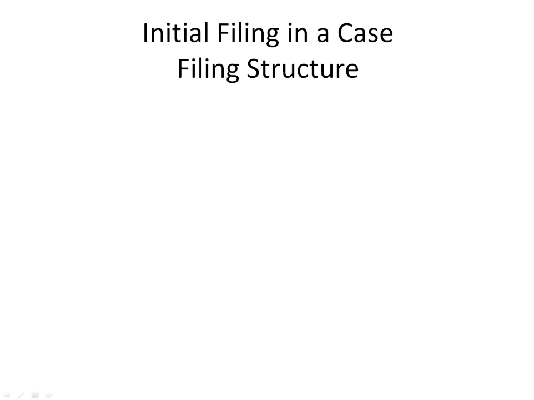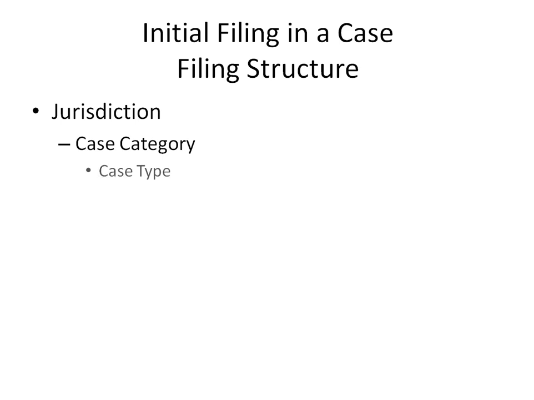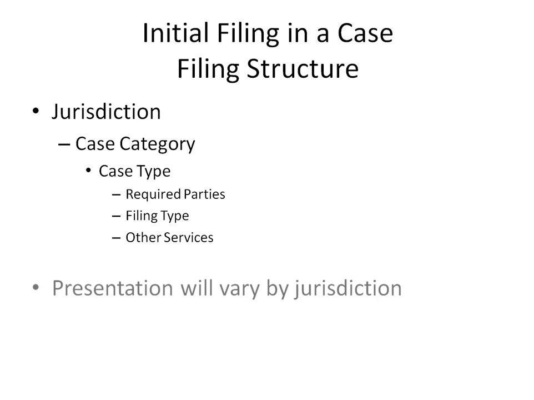The case filing structure for e-filing in an initial case includes your jurisdiction selection, the case categories for that jurisdiction selection, the case type, the required parties for that case type, filing type for the case type, and then you get other services based on your selection of filing type. Note that the selections will vary by jurisdiction.